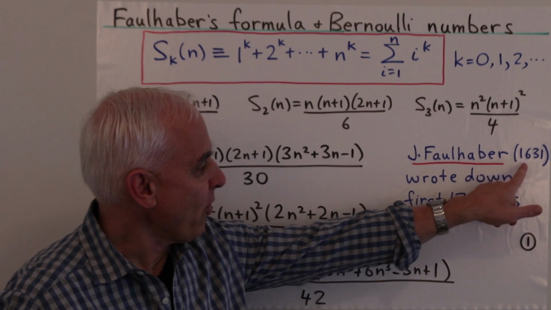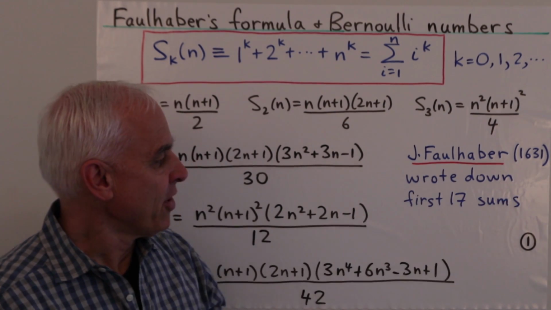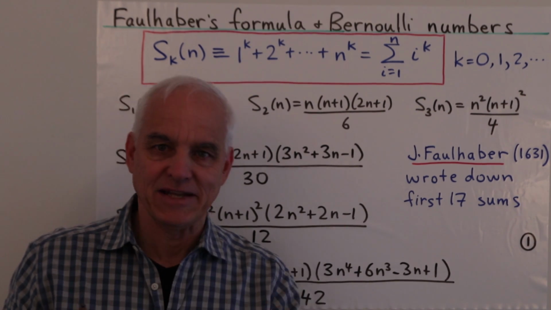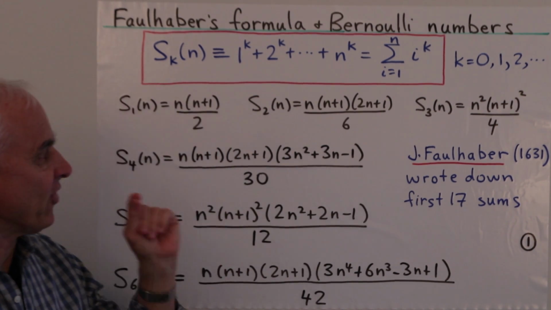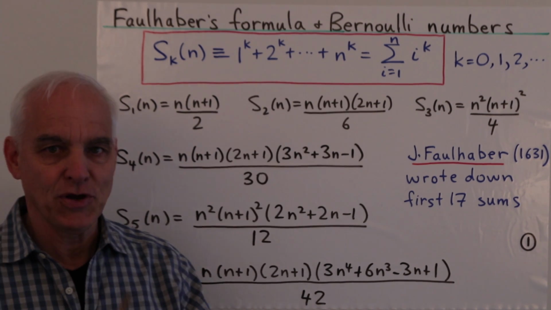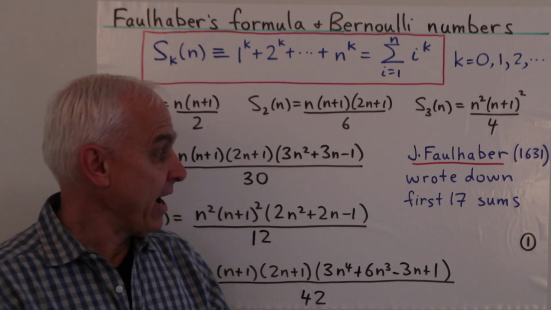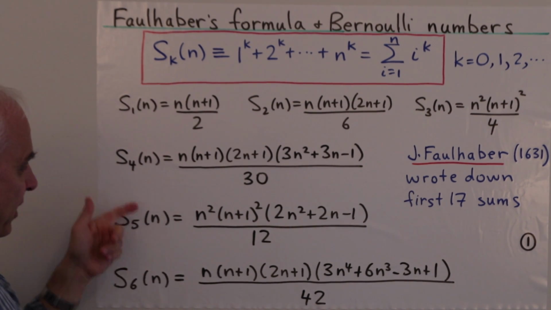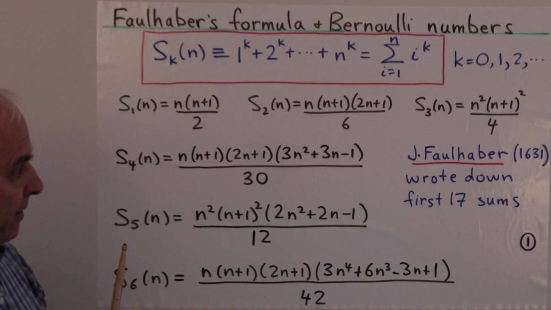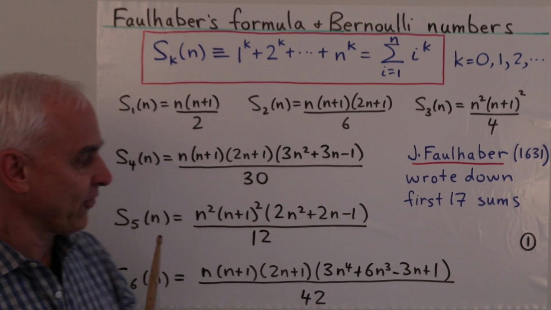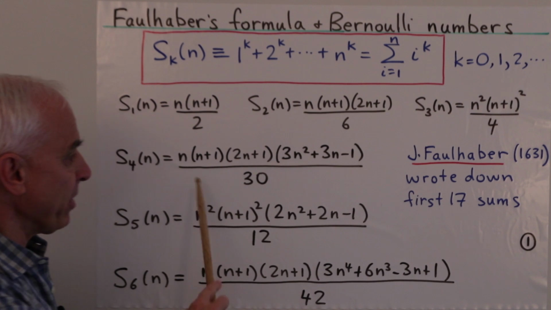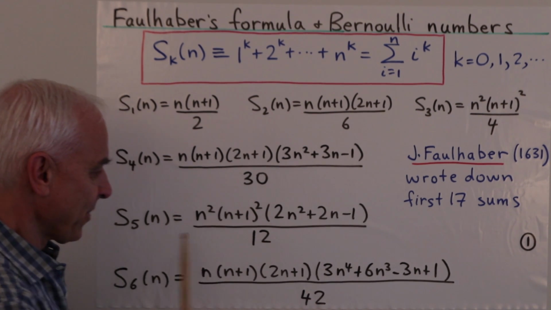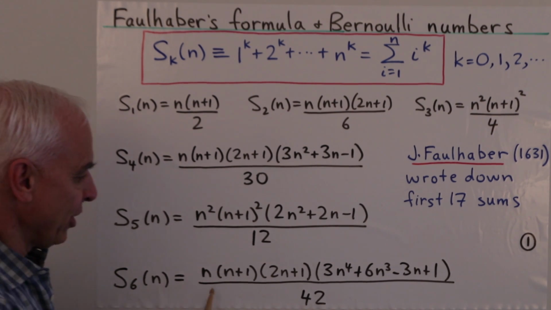Now, in 1631, Johann Faulhaber wrote down a whole bunch of extensions of this. So he investigated what happens when you consider the sums of higher powers of natural numbers. And he, in fact, wrote down the first 17 sums. And included there were these next ones. So S_4(n) is the sum of the fourth powers. That turns out to be this polynomial in n. The sum of the fifth powers looks like this one. The sum of the sixth powers looks like this one.